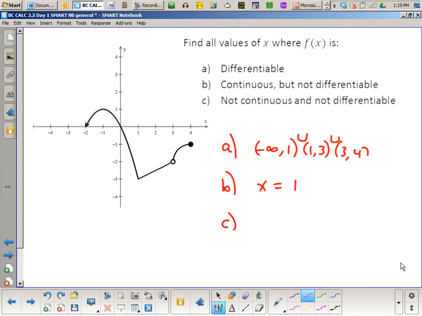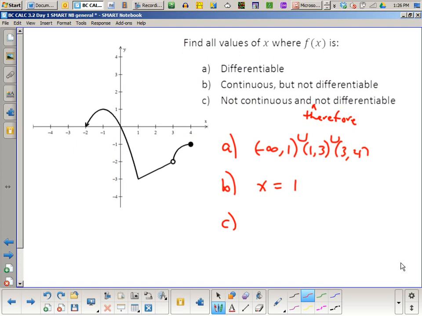Okay, and then C might actually be the easiest thing to answer, because if it is not continuous, it is automatically not differentiable. Okay, you might as well put in the word therefore here, because we said yesterday, if a graph is not continuous, of course it's not differentiable. So let's just find the discontinuities. That's all it's asking for.